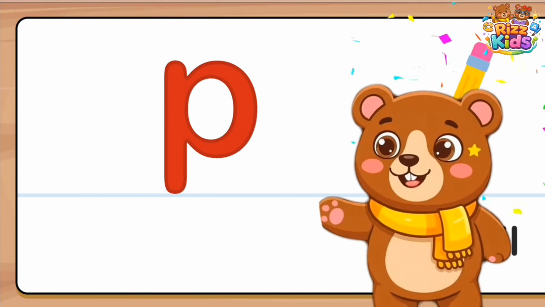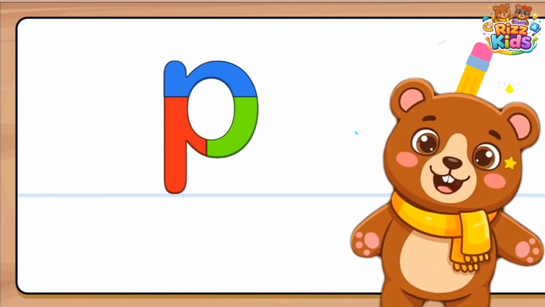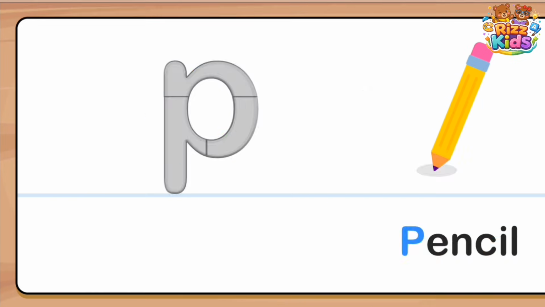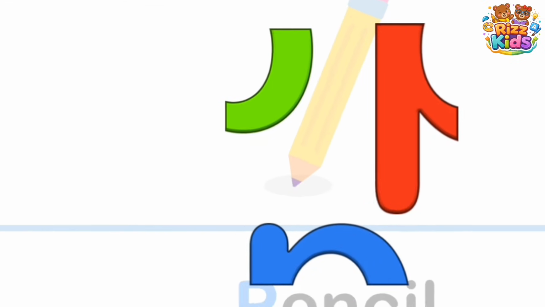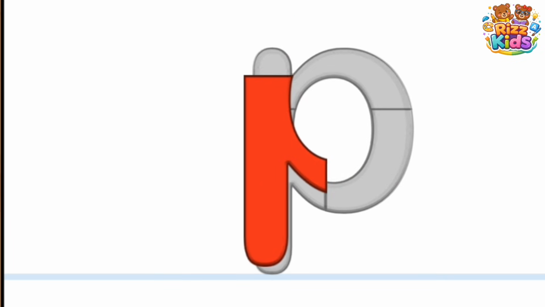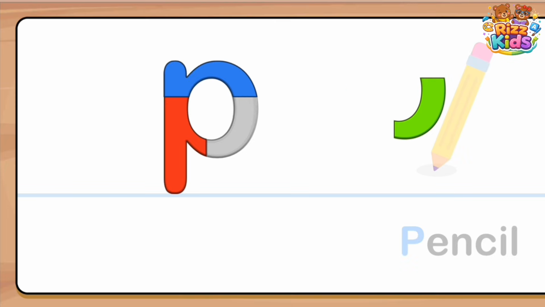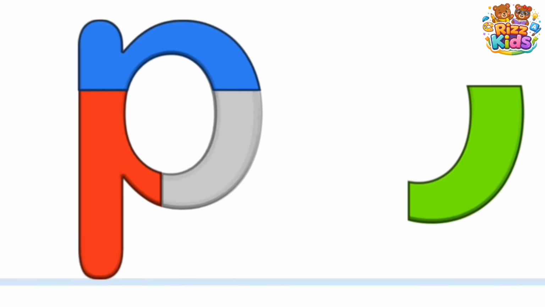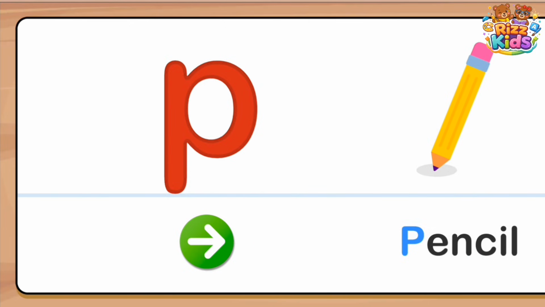Objects start with the letter P. What do you see? Great! P is for pencil. Let's put the puzzle back together. Well done! Good job!